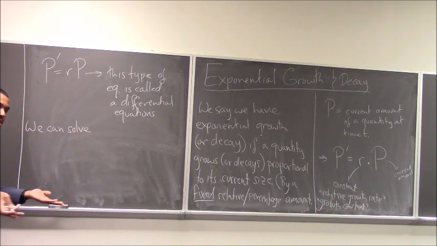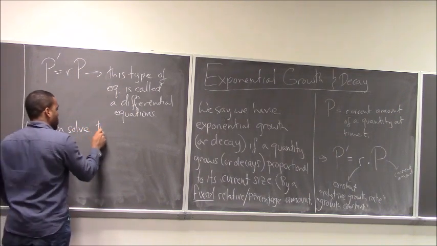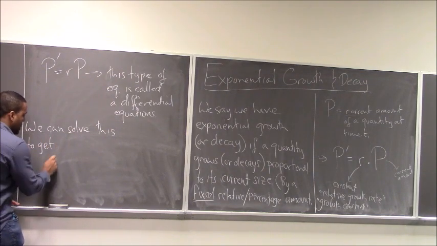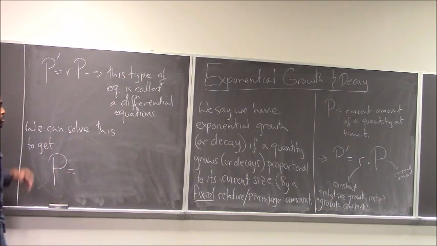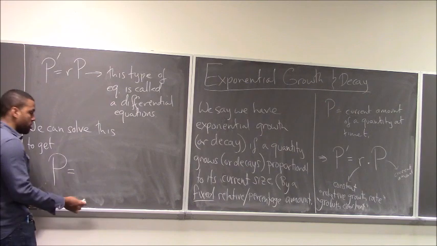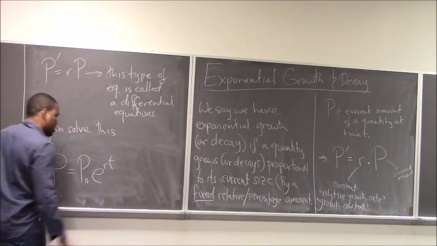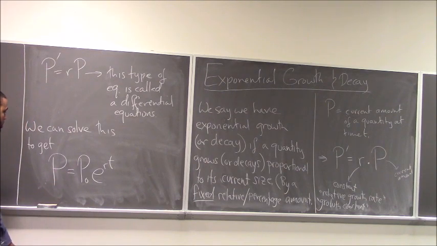using something that we don't know how to do yet, so just take my word for it. We can solve this for P. To solve a differential equation means you want to get rid of the derivative. You want to find a function that satisfies the equation where derivatives aren't present, and you end up with this guy, which I refer to as the PERT formula. It's a way to remember it.